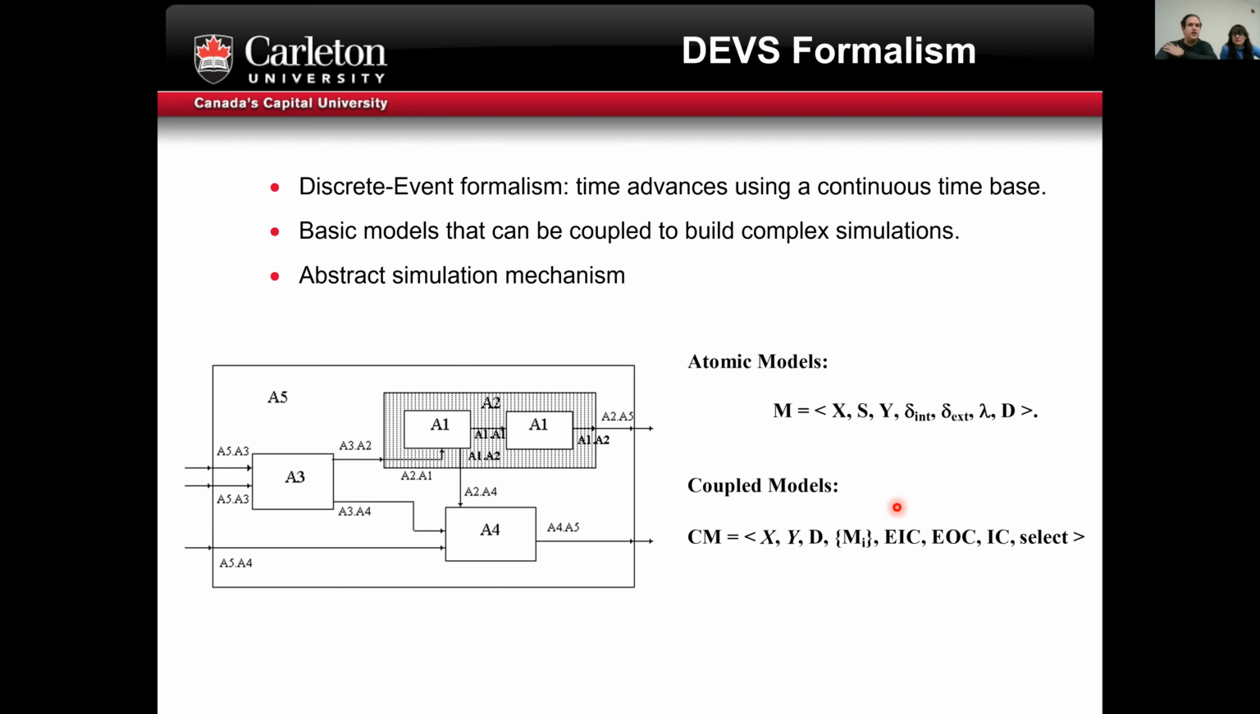Once it's done, you can couple them together. There's a formal specification for coupling that tells you who are your components, how are they connected, and there is a formal proof that you can find equivalent atomic and coupled models, so hierarchical composition is formally guaranteed. That was my 3-minute DEVS discussion.